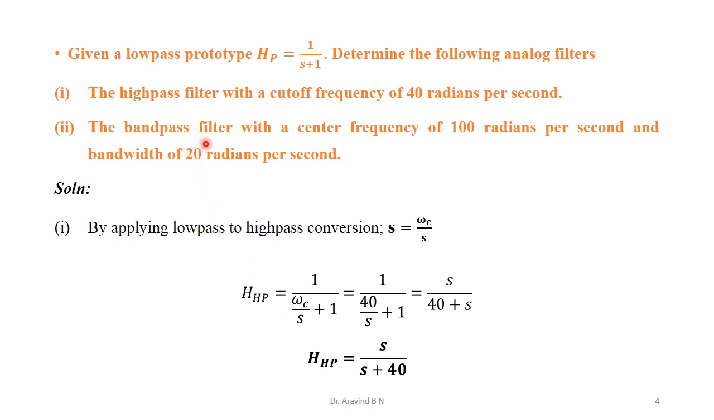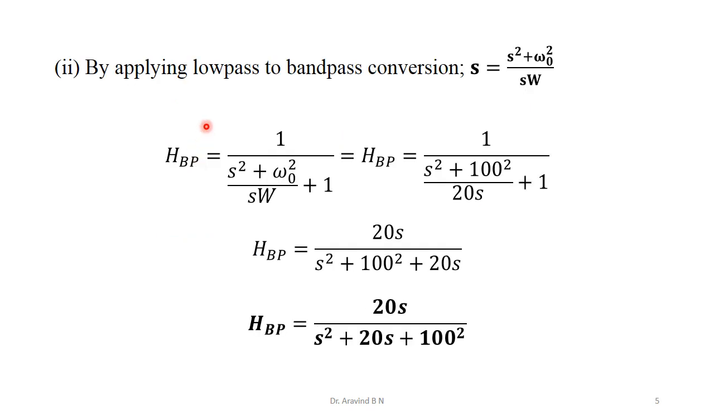In the second one, the center frequency is directly given, that is omega naught is equal to 100 radians per second, and also the bandwidth is given as 20 radians per second, that is W is equal to 20 radians per second. Now by applying the low pass to band pass specifications, we have S is equal to S square plus omega naught square divided by SW. Omega naught is the center frequency, that is also given. W is the bandwidth, that is also given.